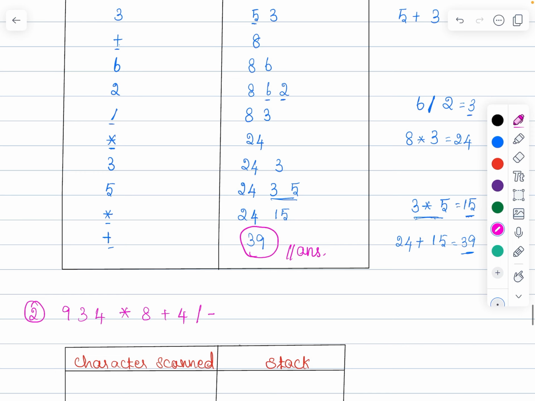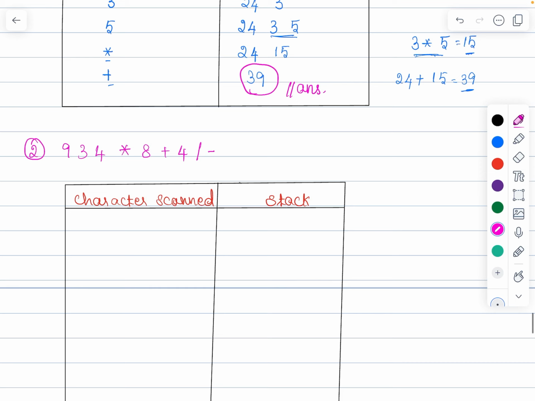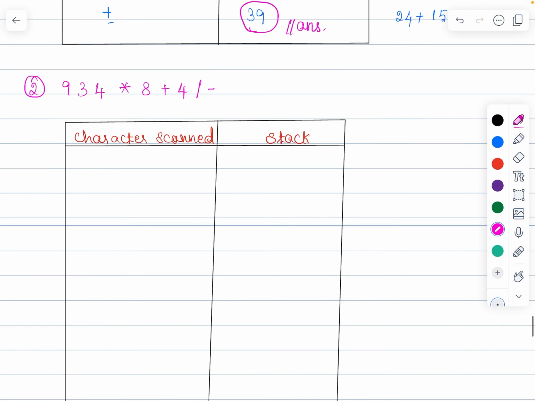Let's discuss one more example. Example number 2: the infix expression of this would have been solved already in the video on infix to postfix conversion. Let's evaluate it and see what answer we are getting. The first character is an operand. If it is an operand, we are supposed to push it onto the stack. Current symbol is an operand, push onto the stack. The next symbol is 3, which is an operand, push onto the stack again.